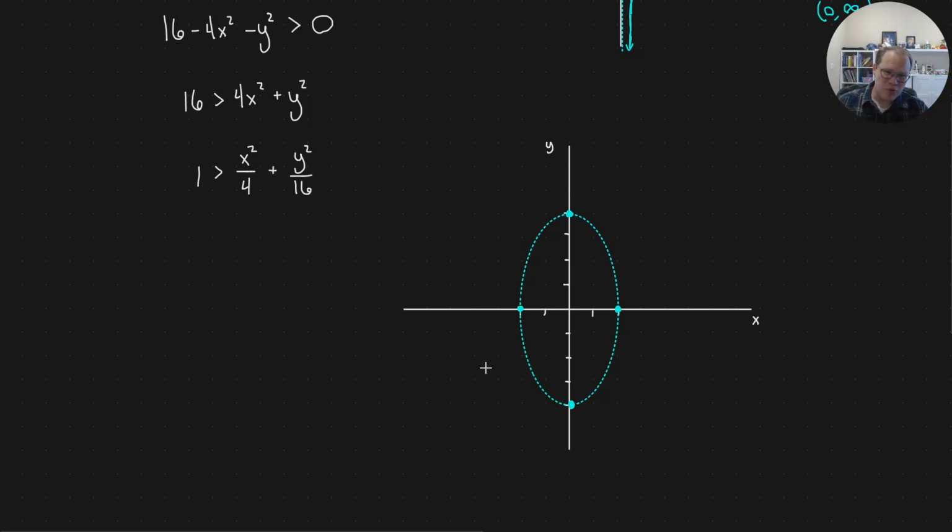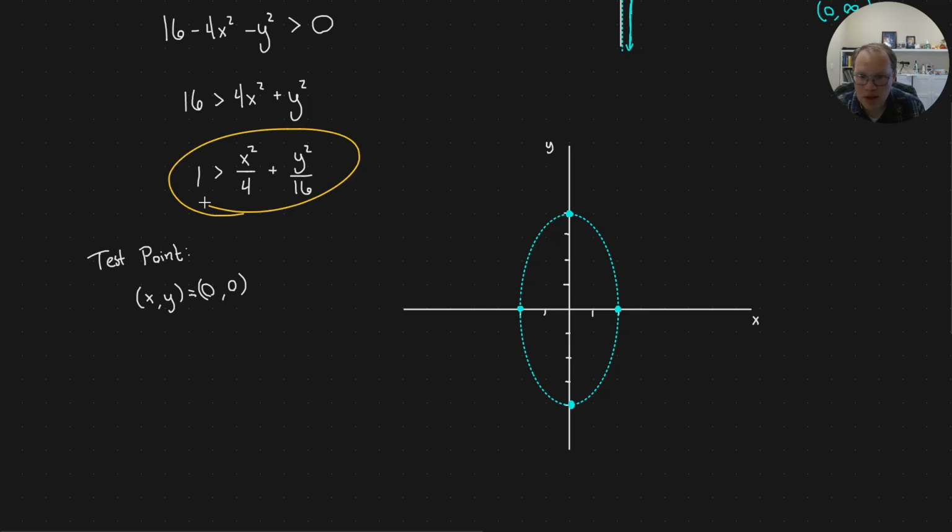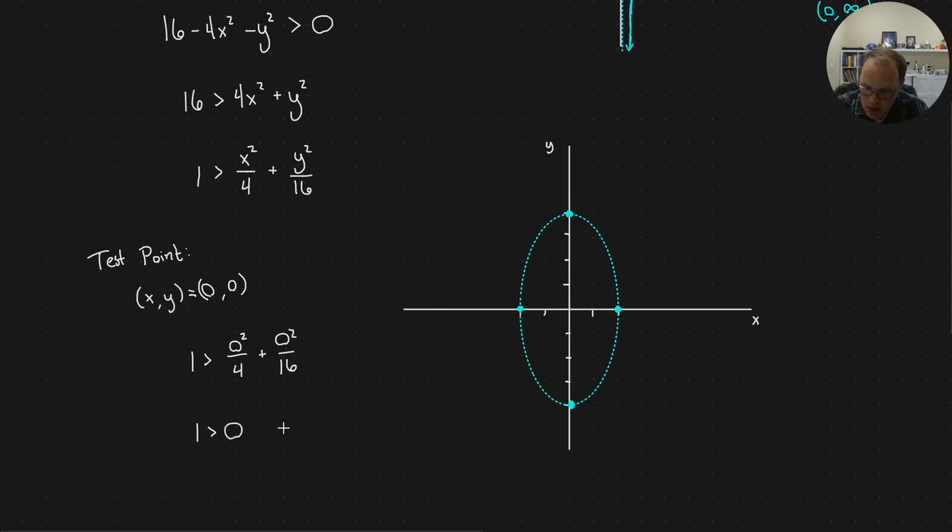In this case, the easiest point that I see to plug in is 0, 0. So I'm going to plug in 0, 0. That's going to be my test point. So I'm going to plug in here. I get 1 greater than 0 squared over 4 plus 0 squared over 16. That's 1 is greater than 0. That is a true statement.